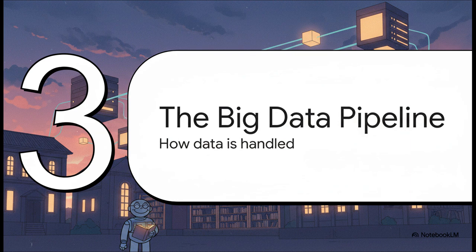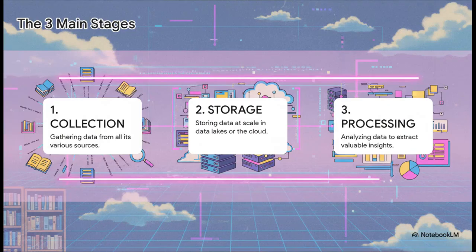So, we get what big data is now, but how do we actually handle it? How does it get from out there in the world to an insight on your screen? That process is called the big data pipeline. It really boils down to 3 main stages. First, you have to collect the data from all those different sources.